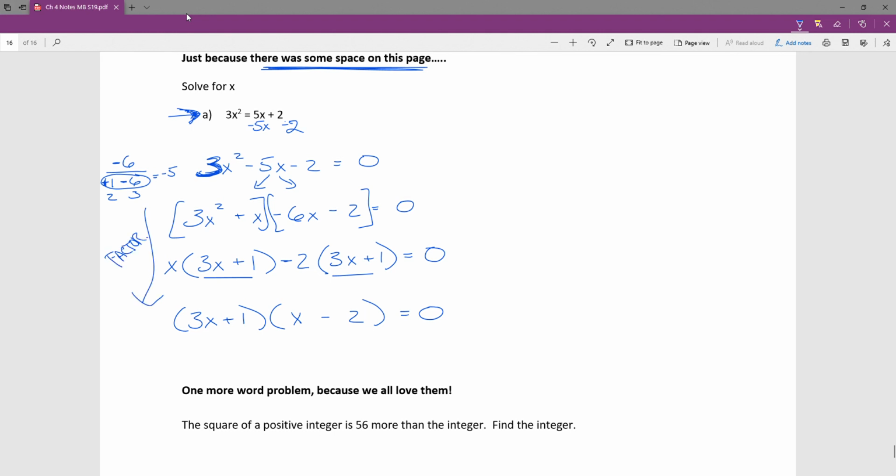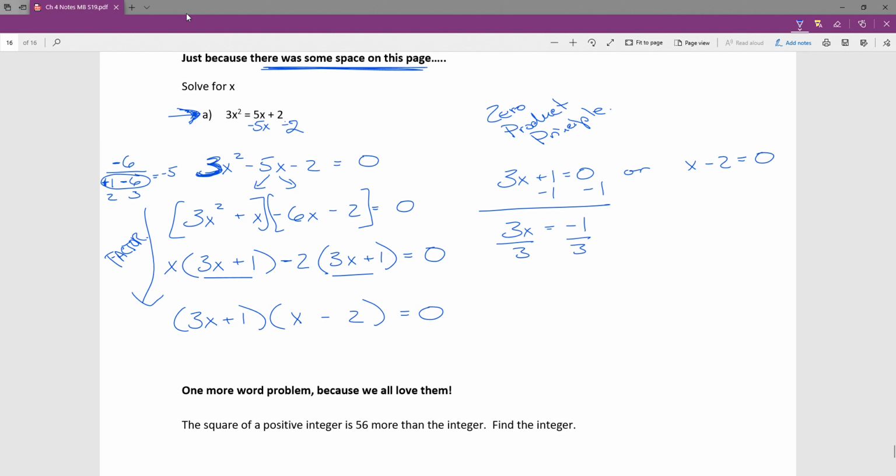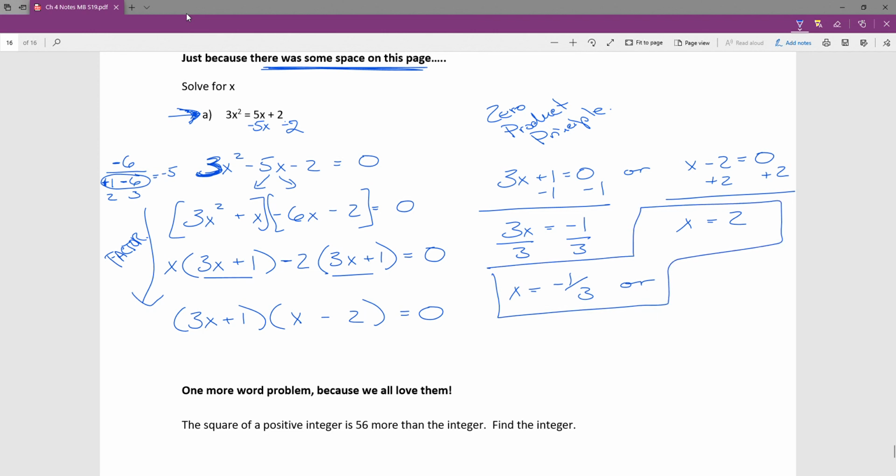Now that I have it fully factored, remember this is factoring, I can solve this with the zero product principle. And so that would have me say that 3x plus 1 equals 0 or x minus 2 equals 0. So solving this one, I'd get that 3x equals -1, divide by 3, and x equals -1/3, or with this one, x could equal 2. So those are your options here. You've got two options. So just one more word problem, and we're going to round this out.